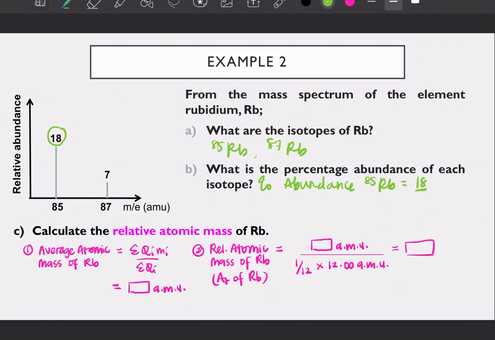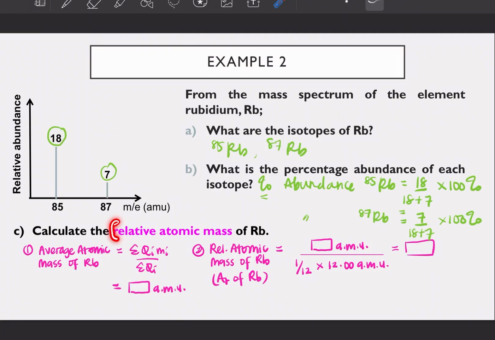18 over, total dia berapa? 18 campur dengan 7, okay? Kali dengan, since dia nak percentage, kali dengan 100%, okay? So, awak pun dapat jawapan dia. So, awak kira lah juga, sama untuk rubidium 87. Okay, same thing, just like kat sini, 7 over 18 plus 7 kali dengan 100%. Boleh? Okay, simple kan? Okay.